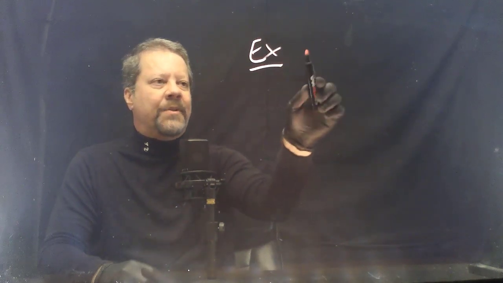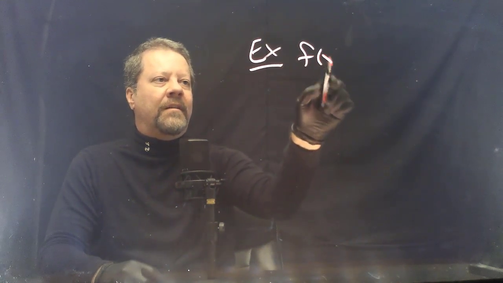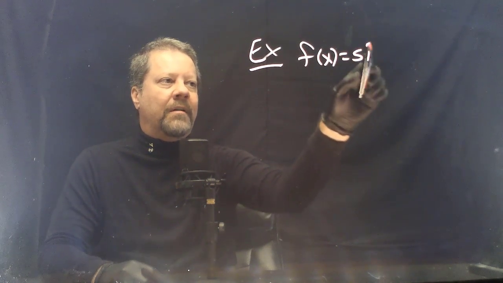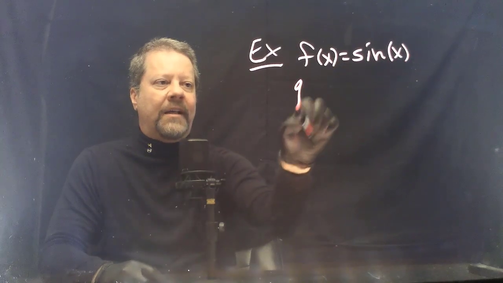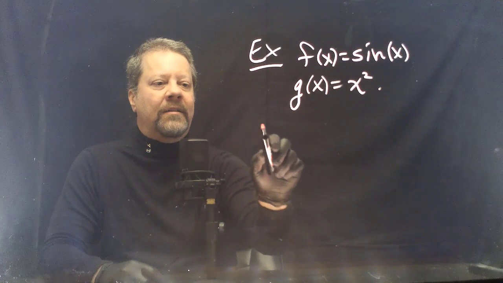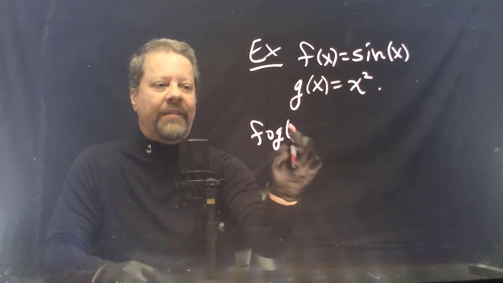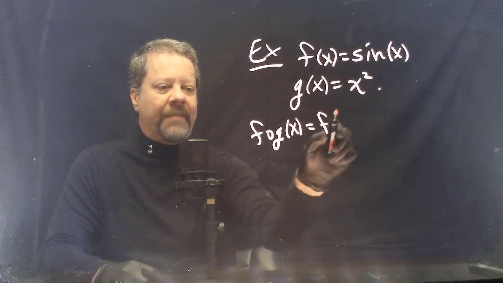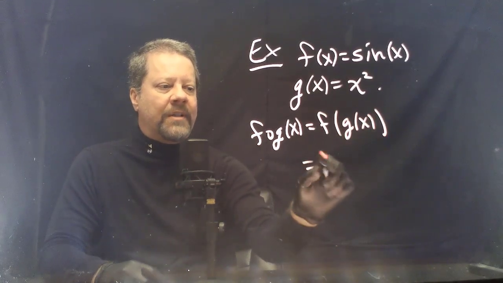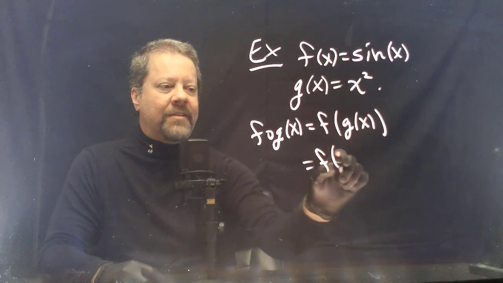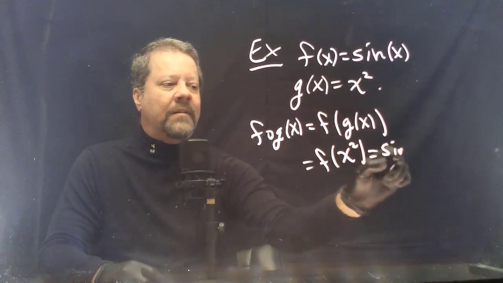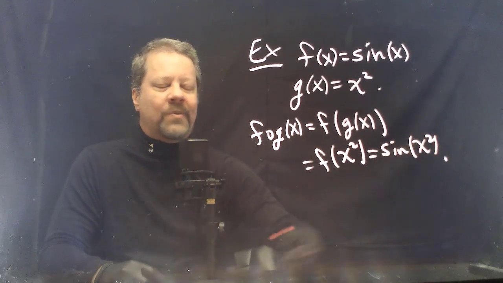As an example, suppose we have f of x equals, I don't know, how about sine of x, and g of x equals x squared. What is f composed with g of x? Well, by definition, it's f of g of x. So since g of x is x squared, we'll plug x squared into this function. That gives me the sine of x squared.